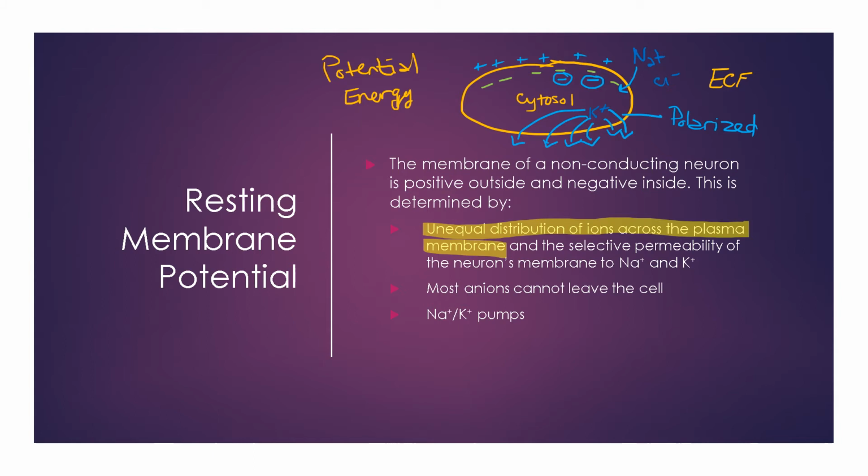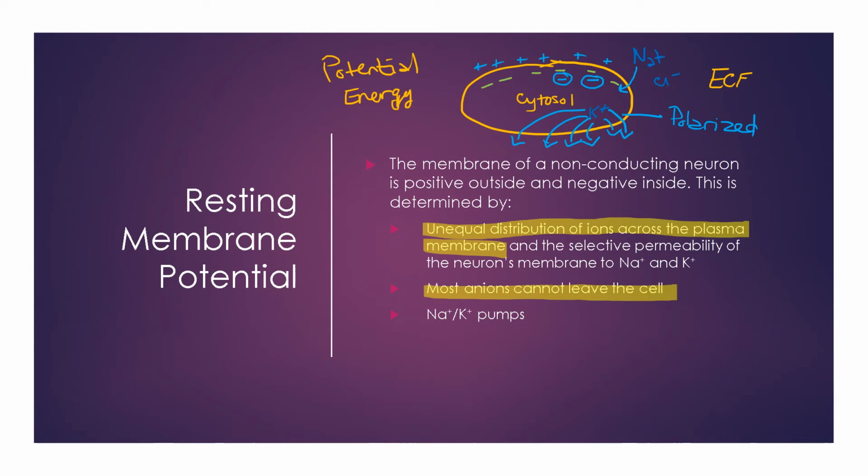Now, our second major factor that contributes to this resting membrane potential is the inability of anions to leave the cell. These large negatively charged ions are not able to leave the cell, so they're all stuck within that cytosol. Most anions cannot follow potassium out of the cell, because they're attached to non-diffusible molecules like ATP or really large proteins. So they're stuck inside the cell.